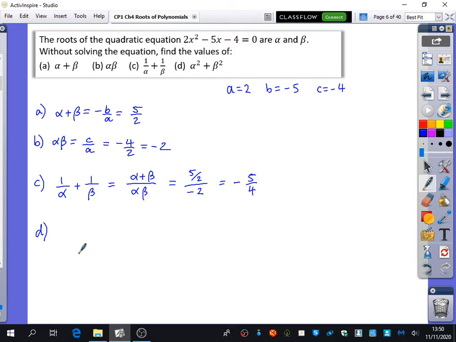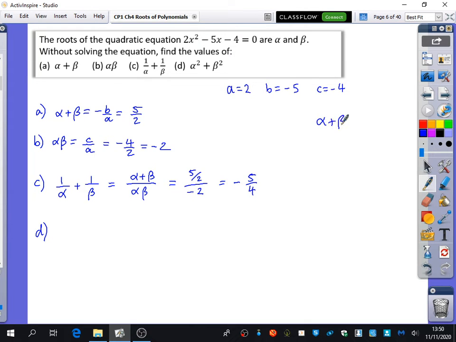Okay, so for the last one, we've got alpha squared plus beta squared. Now, we need to do a bit of manipulation to find out what alpha squared plus beta squared is, because I can't solve the equation and find out what alpha and beta are. There's a few different things you could do. One, which I would advise against, is you could take this equation and this equation, which we know the numbers, and find out what alpha and beta are, but that's technically solving the equation.